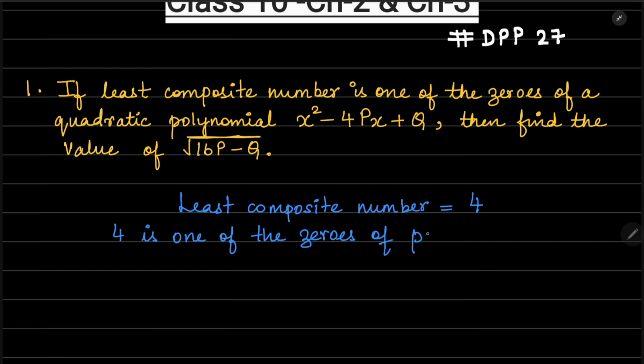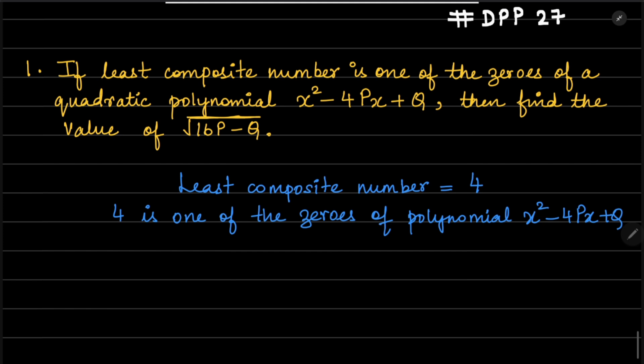Let the polynomial be p of x, right? Or let me just write it as it is. What is the polynomial? x square minus 4px plus q. I am not writing p of x because this p is one of the variables here, right? And q is also. So I don't want to confuse and write p of x. Ideally, p of x is how you represent a polynomial with variable x, and it's small letter p. Okay, you can write it like that.